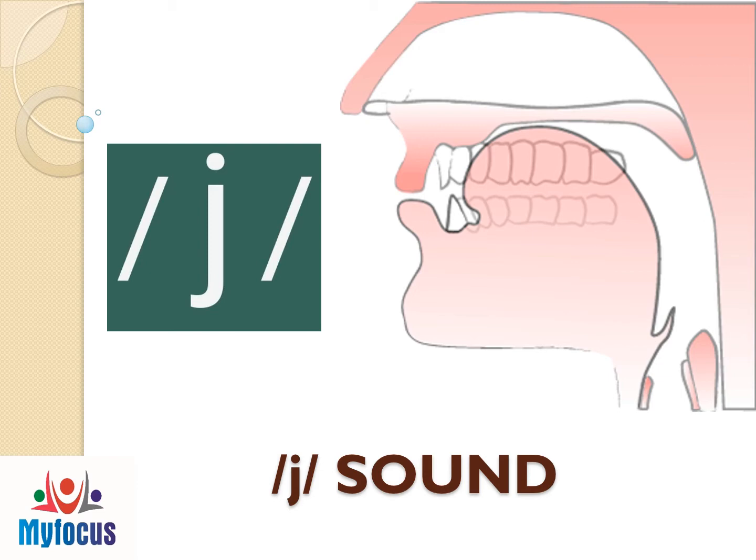Y, Y. Y sound is articulated by raising the front of the tongue towards the hard palate. The air escapes between the tongue and the hard palate. Keep in mind, the vocal cord vibrates. Let us practice the sound.